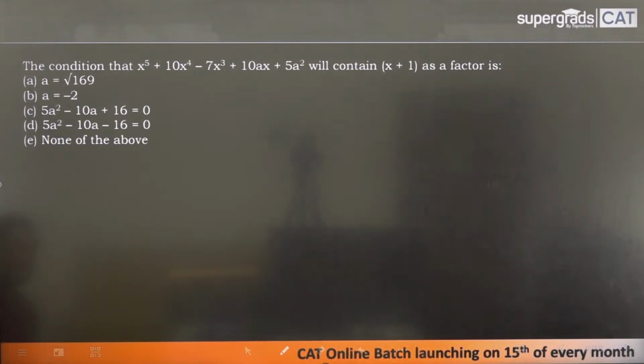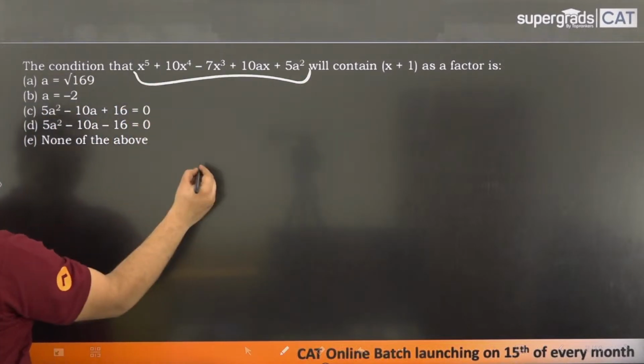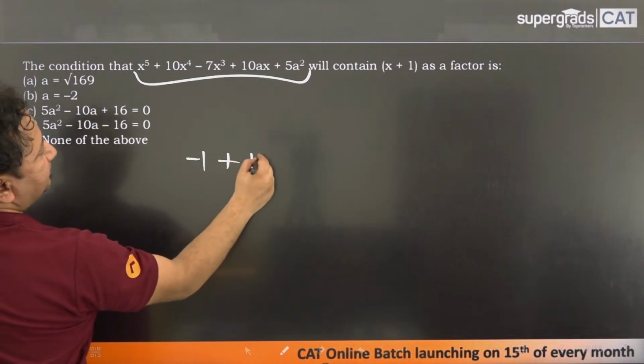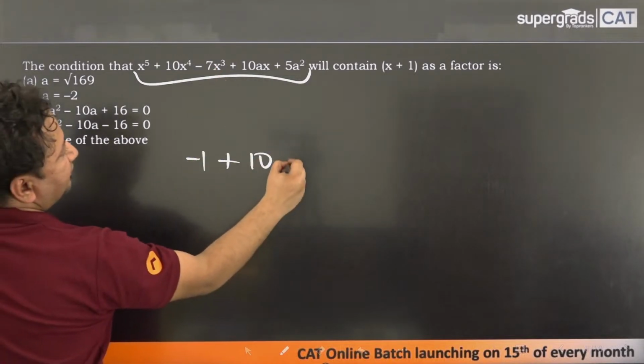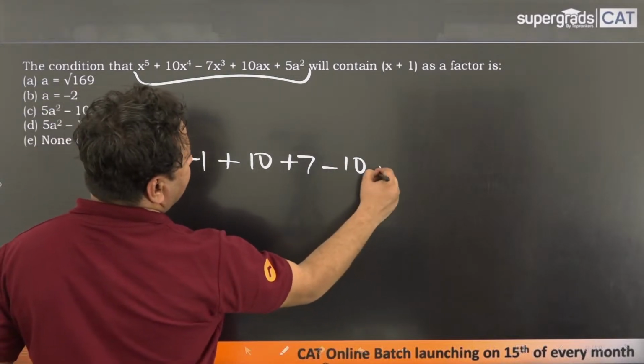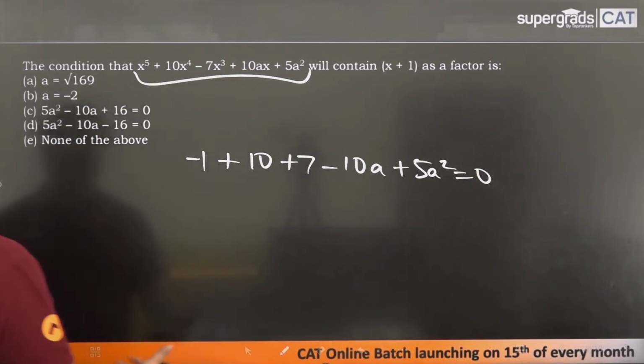Again, we can put x as minus 1. Let's put over here. Minus 1 की पावर 5 minus 1 ही होगा. Even power पे it will be plus 1, plus 7, minus 10a plus 5a square is equal to 0. Let's solve this and get the answer.